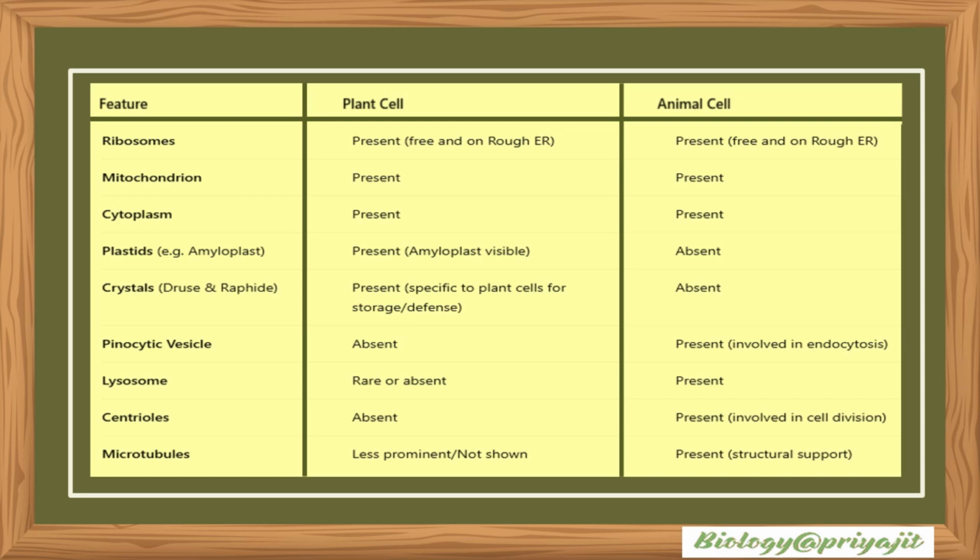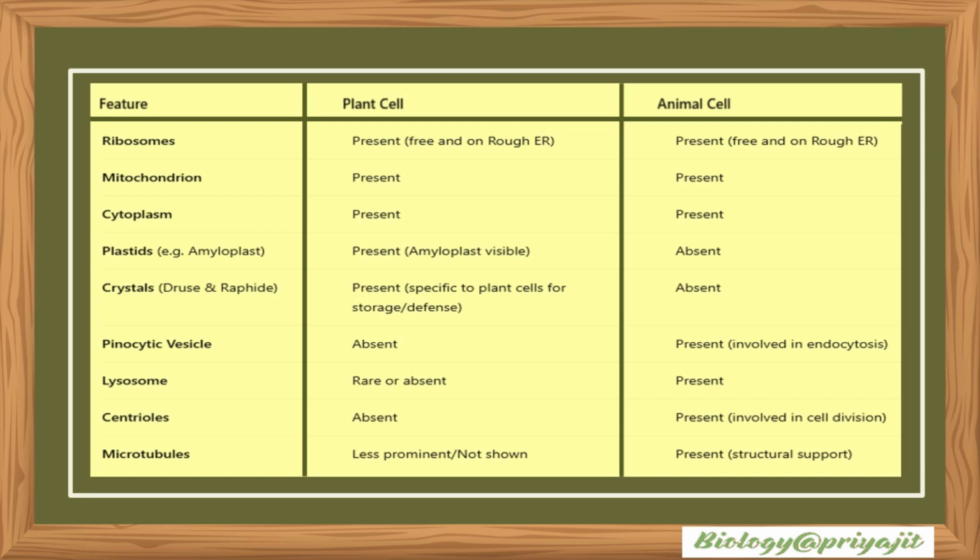But plants have plastids for the sake of photosynthesis, food storage, and formation of colors, which help in pollination. Animal cells have no plastid. Plant cells have druses and raphide crystals, which are specific to plant cells for storage and defense, but animal cells do not have them. Plant cells have no pinocytic vesicles, but animal cells have pinocytic vesicles, which are involved in endocytosis.